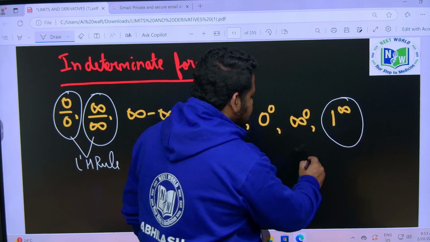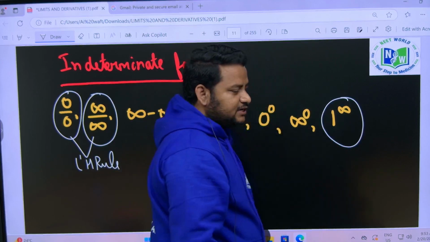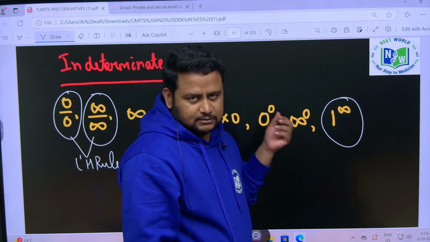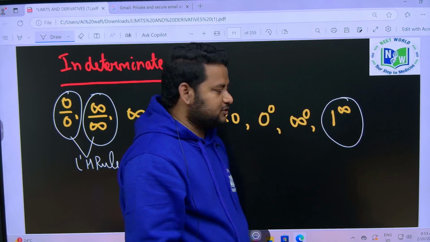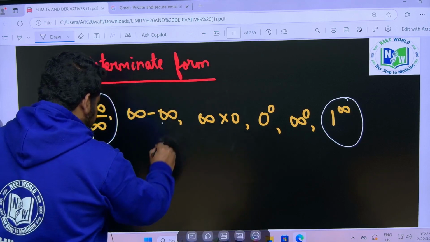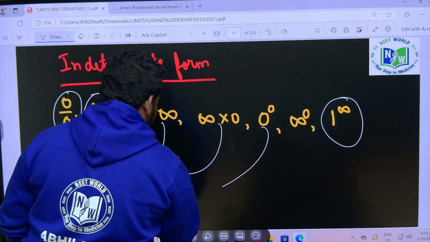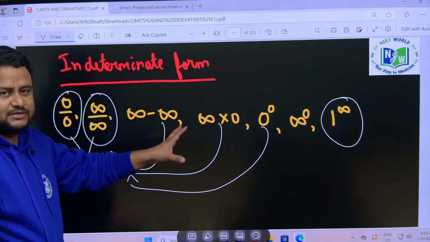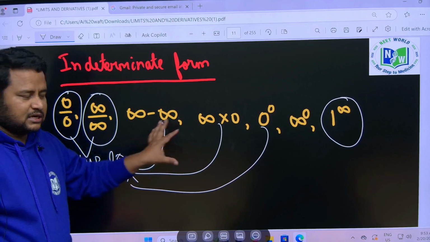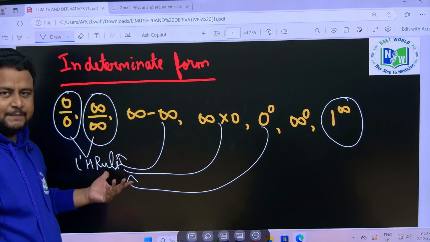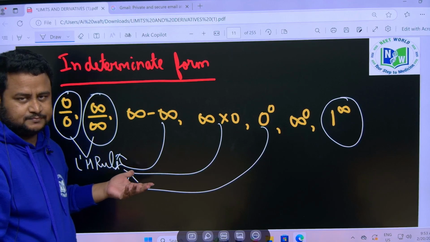That is called monkey on the tree, the monkey on the tree property. I'll tell you while we solve this question. But these forms you can convert to this form and apply the LH rule and solve them. Got it, friends? These forms also you can convert to this form, apply the LH rule and solve these questions. Right?